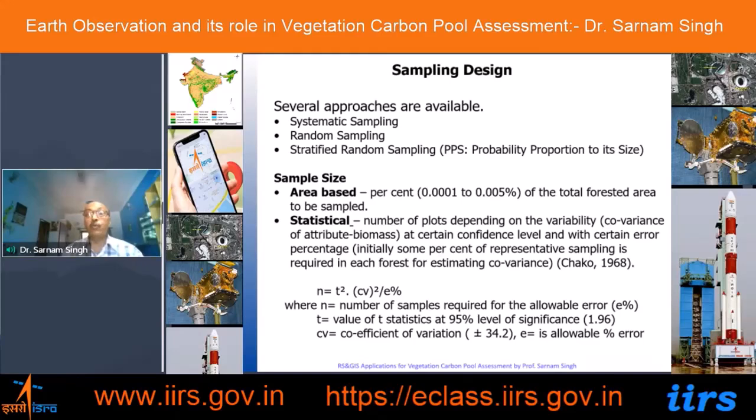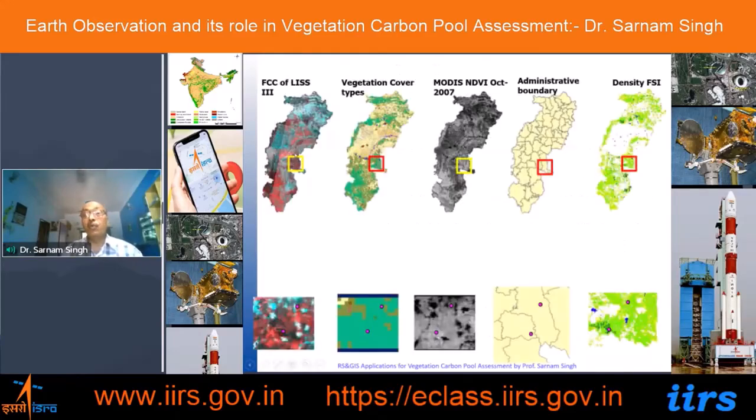This is just an example of how you use this homogeneity map. This is the FCC. This is the vegetation cover type map, let us say. This is the NDVI map of it. This is the administrative boundary map of it. And this is the density map from Forest Survey of India. Now if I zoom in further, let us say I've taken 2 points, this point and this point. You can see here it is a brighter color, that means the NDVI value is more. This is darker, meaning less NDVI.